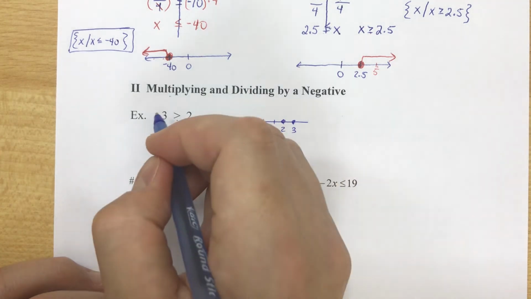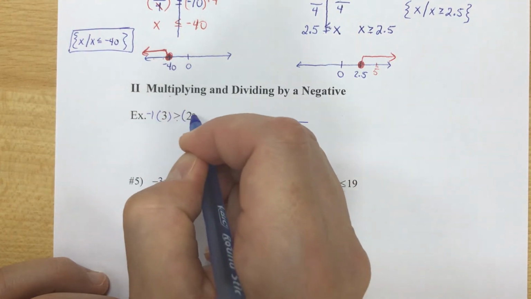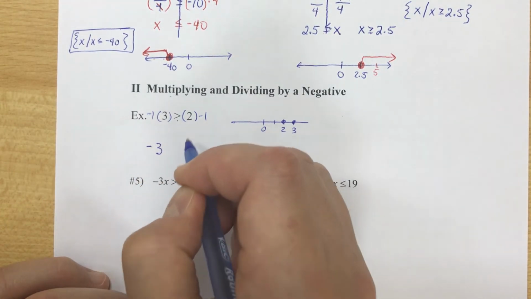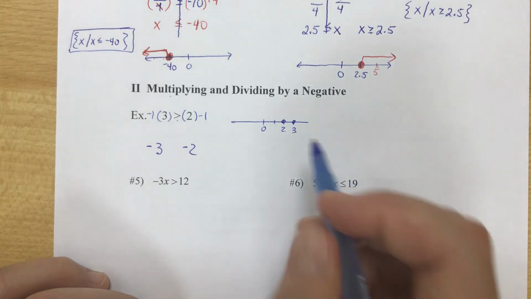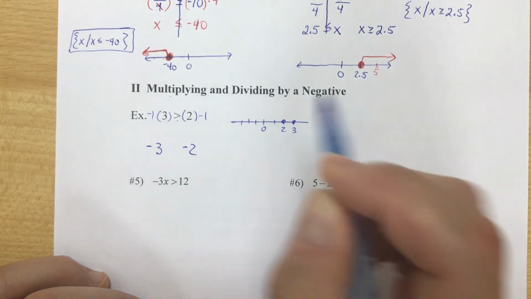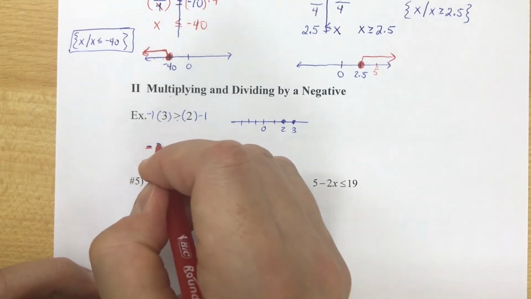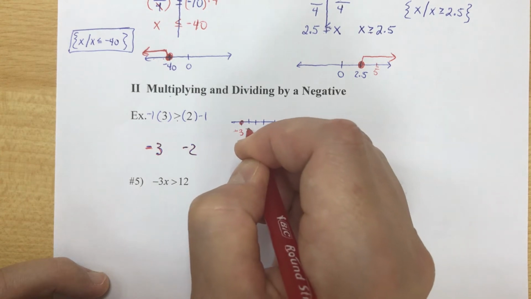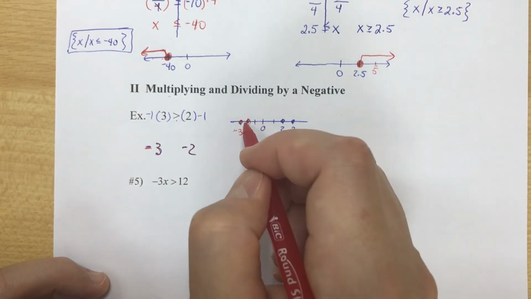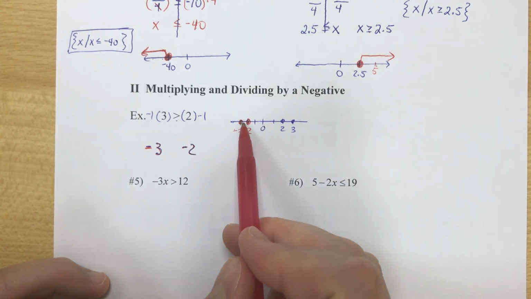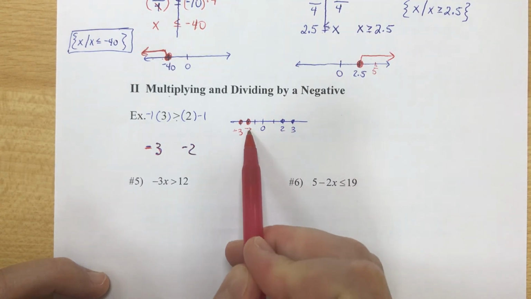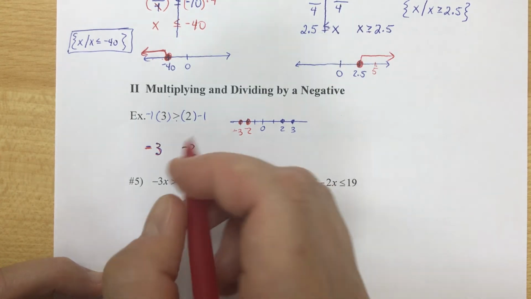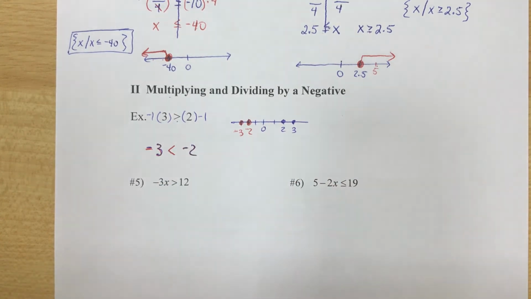However, let's say we multiply both sides by negative 1. We would get negative 3 and negative 2. Now if we look at our number line, I'll put this in red, here's negative 3, here's negative 2. Which one of these is bigger? The larger number is always to the right. Negative 2 is greater than negative 3. Or I could say negative 3 is less than negative 2.